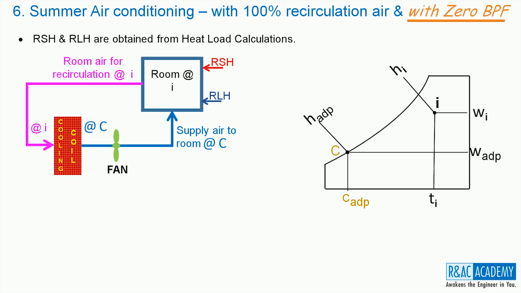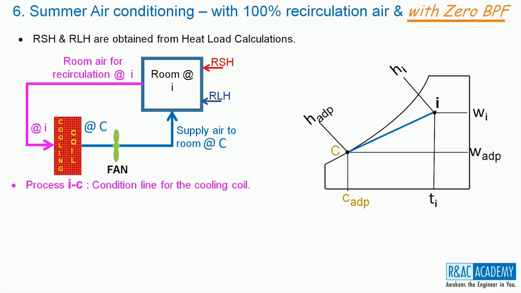Before we get into the calculations part, let me first make you familiar with certain nomenclature. The process line IC is called the condition line for the coil. What does it mean? It means that the moist air is entering the cooling coil at state I, getting cooled and dehumidified in the coil, and then exiting the cooling coil at state C.